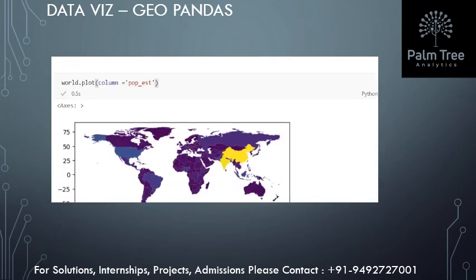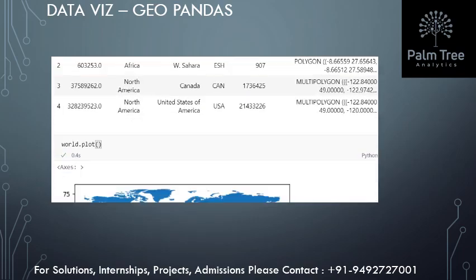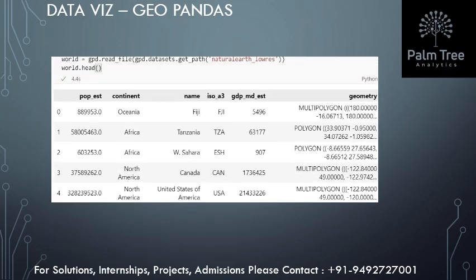And if you go further, again the column population estimation, right? Whatever the data we have considered, the population estimation in the given data. So whether it is Africa, Asia, or other continents, right? Based on that it is coming here, it is represented.